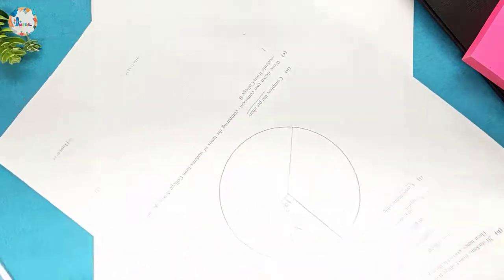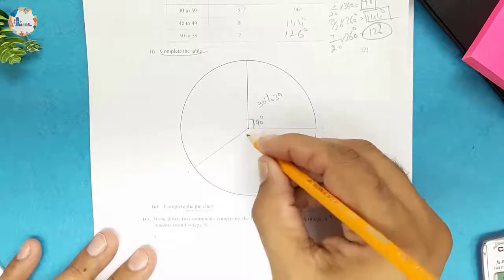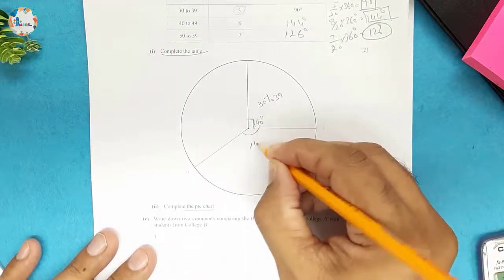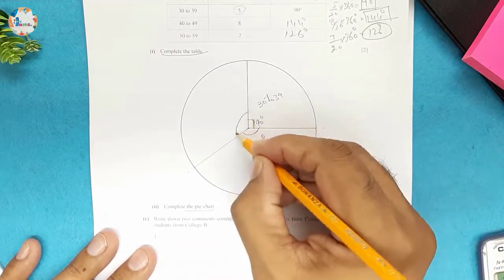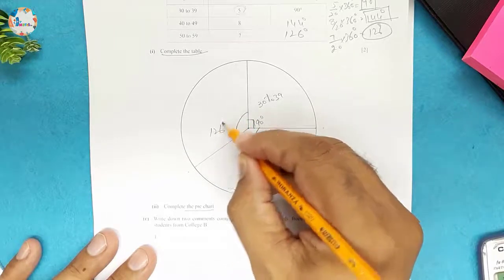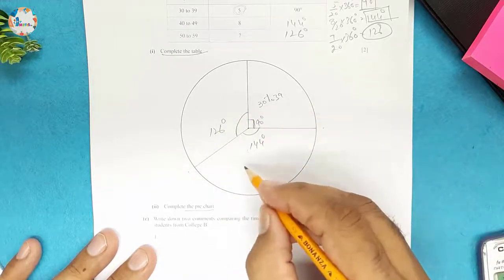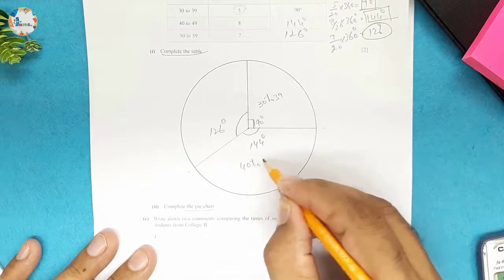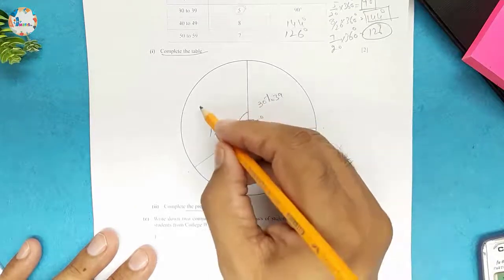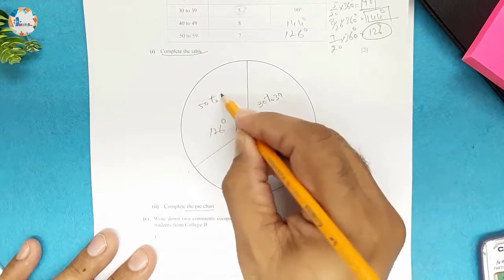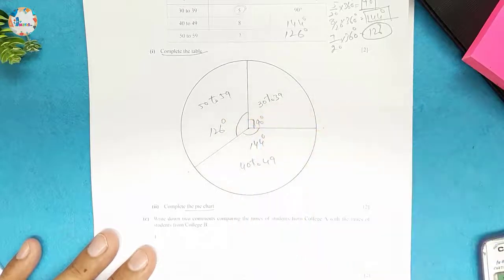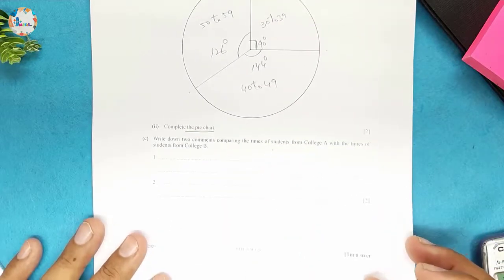So 144 and 144 we will show over here. This will be 144 degrees and the remaining angle will be 126 degrees. And this is basically 40 to 49 and this is 50 to 59. This is the complete pie chart which we have given.